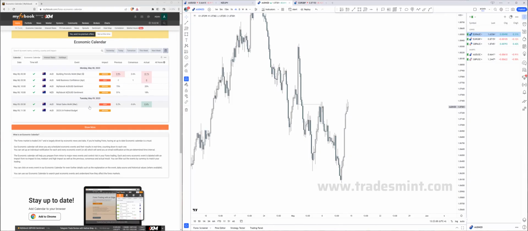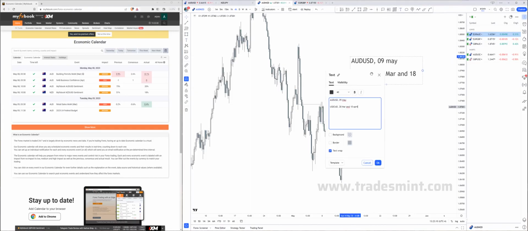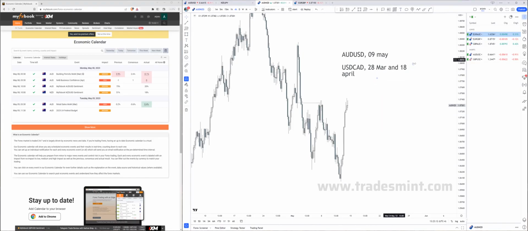And that's very important. So what I would love everyone to do, if everyone could do it, is study these days right here. Australian dollar, the 9th of May, USD Canadian dollar, 28th of March and 18th of April. I want you to go over those days, look at the news events that happened, and look at the clean moves that happened as well. Essentially, the best moves will happen based off of news events.